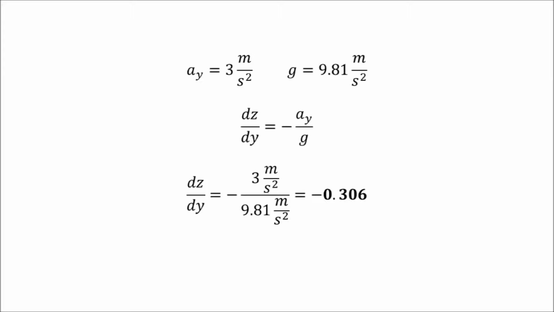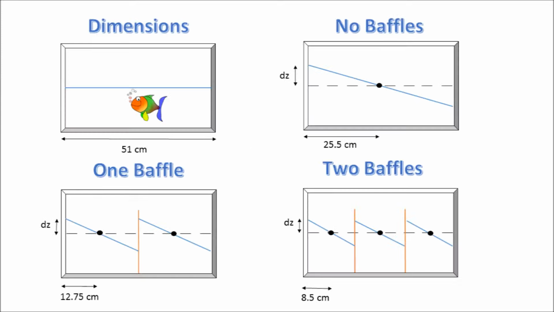Alright, so let's assume we have a constant acceleration of 3 meters per second. From our equation before, we can find the acceleration over gravity will actually equal a negative 0.306. Alright, before we find our dz, we need to know our dy.